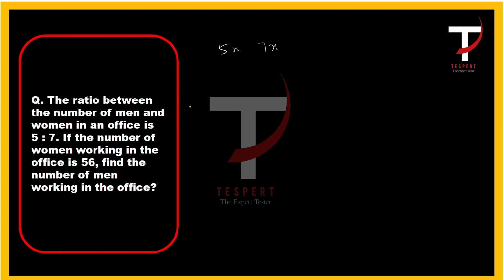So we have 5:7 as the men and women ratio, right? And we know that the total number of women working is 56. We do not know how many men are working, so let us take it as m. So here 5x is to 7x is equal to m is to 56.